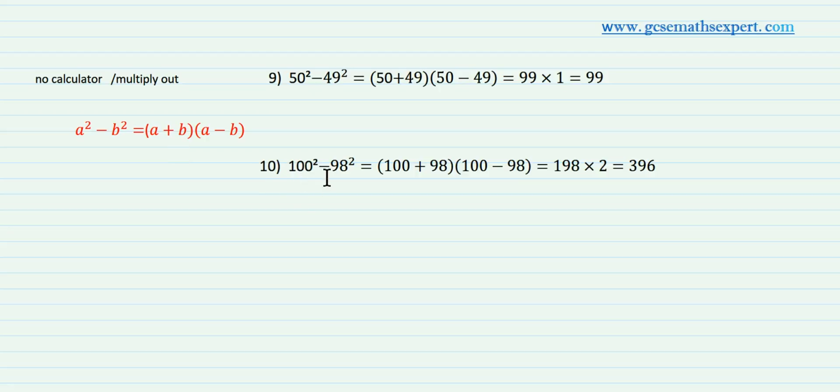Last one, 100 squared take away 98 squared. Again a difference of 2 squares, so it's 100 plus 98, which is 198, and it's 100 take away 98, which is 2. So it's going to be 198 times 2, which is 396.